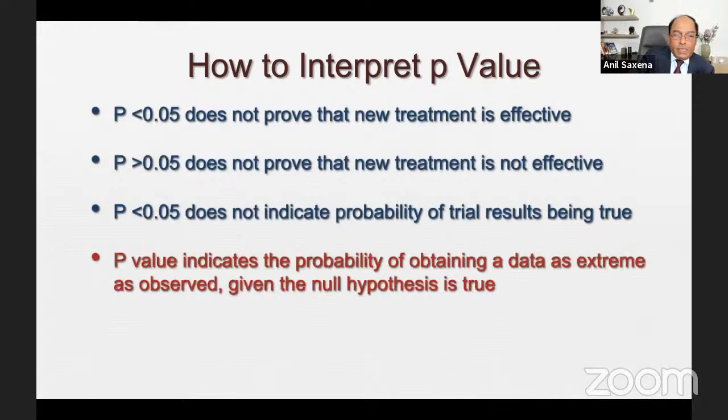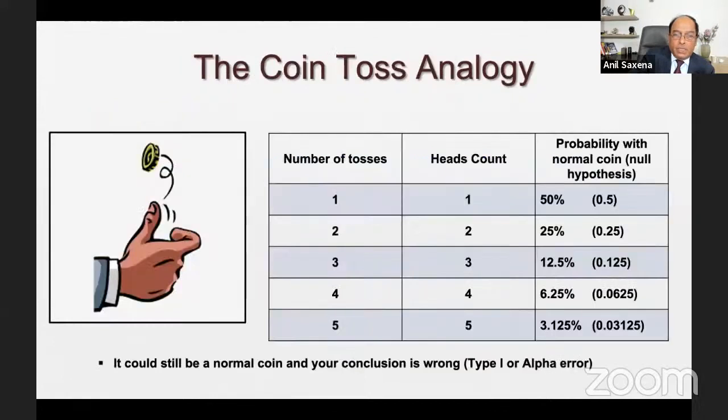So the p value basically is the probability of the data being different given that the null hypothesis is true. The point I was trying to make is that it could still be a normal coin, and the conclusion might be wrong, because it is theoretically possible, even with a normal coin, that it may fall 5 out of 5 times with the head up, and the probability may be 3%, but there is a probability. And this error is called type 1 or alpha error. This terminology will come up in trials: what is the type 1 error or alpha error, and what is beta error or type 2 error.